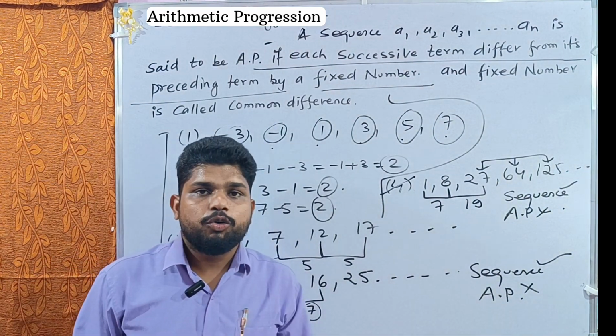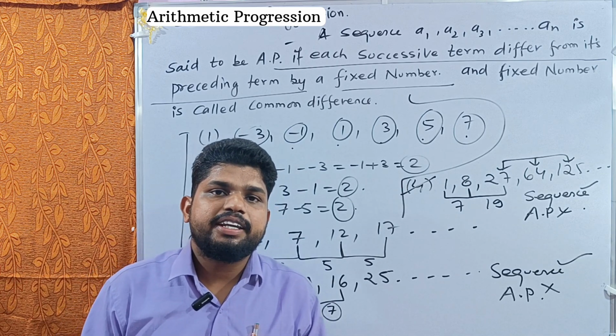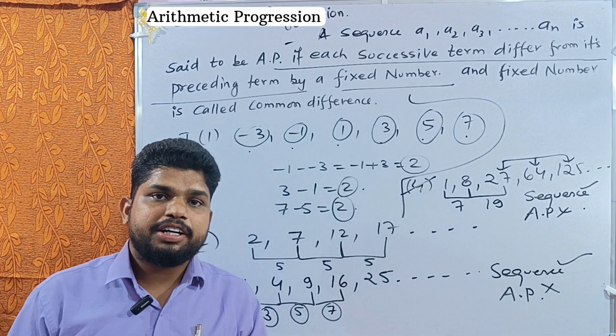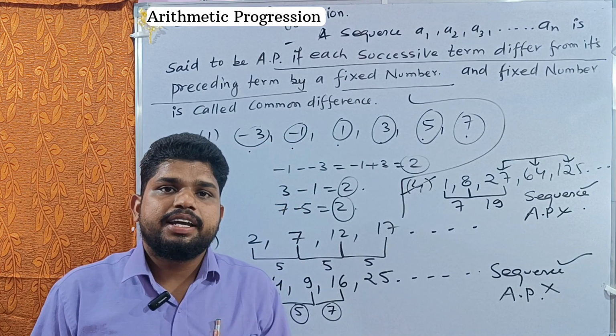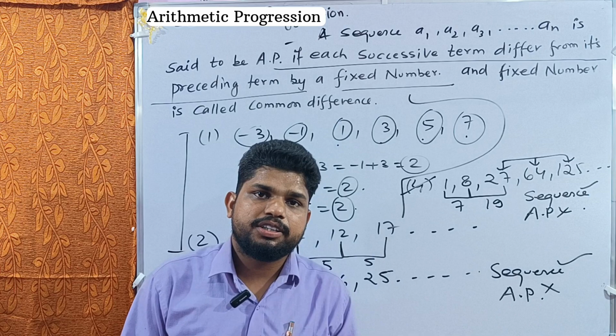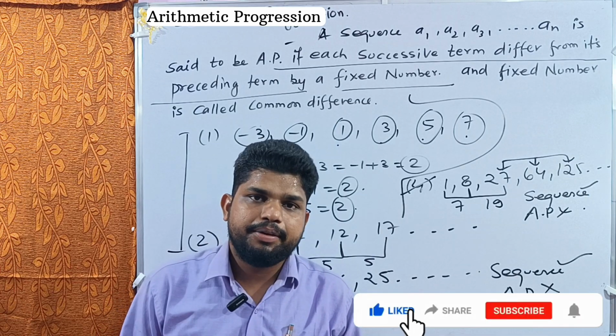Now let us see some terms which are involved in arithmetic progression: what is the first term, what is the nth term, what is the common difference, and what is the general formula for the nth term of an AP.